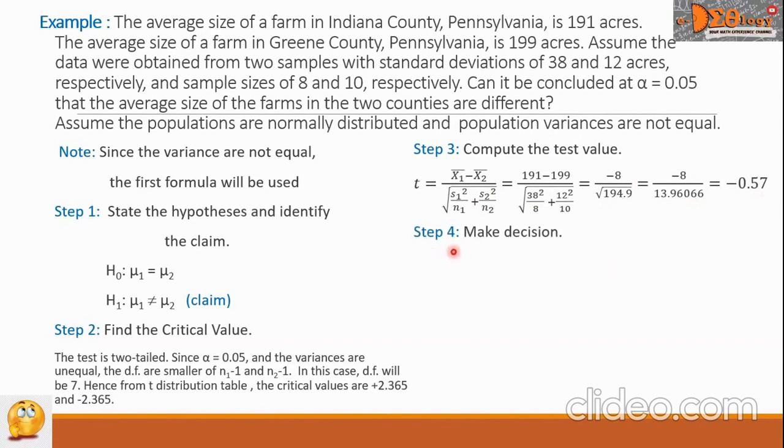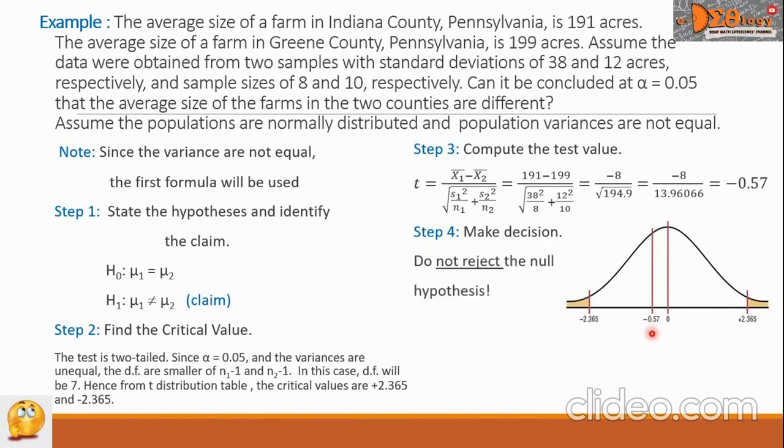For step 4, we will make a decision. Considering this figure now, we have a two-tailed test where we shade the two tails, and these are the critical regions. In the middle is 0, and the test value here falls on the non-critical region. So our decision is do not reject the null hypothesis. We take note again that the test value is outside the critical region.